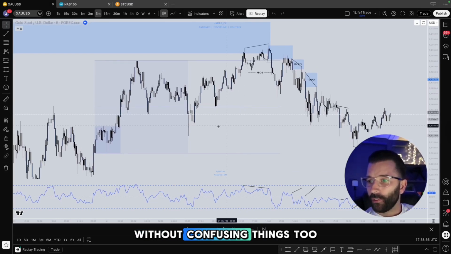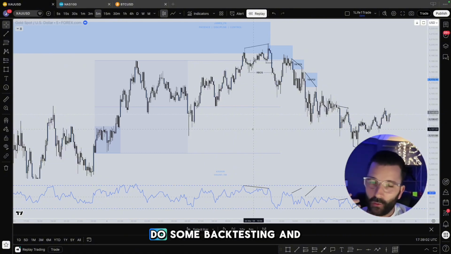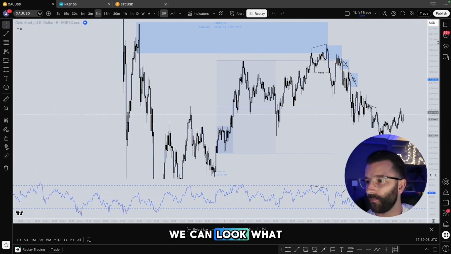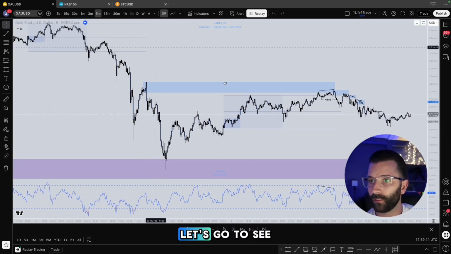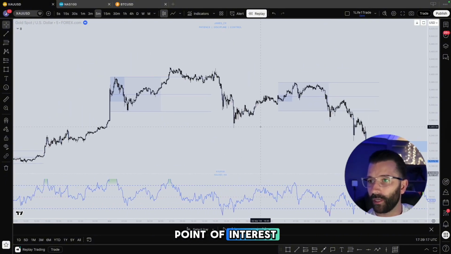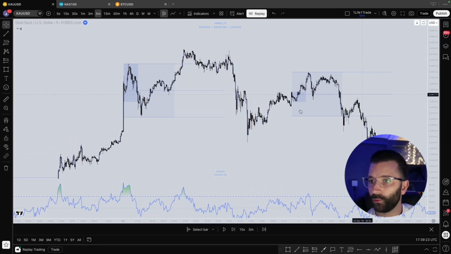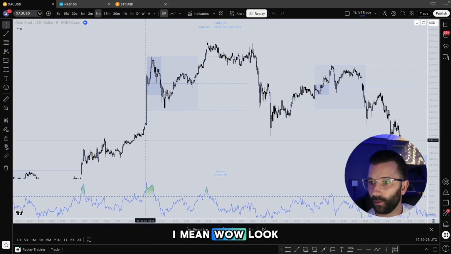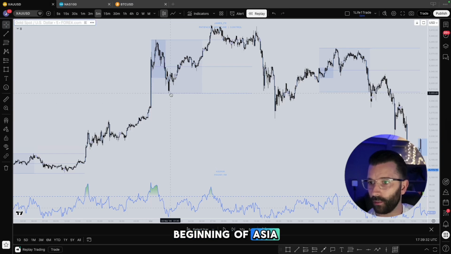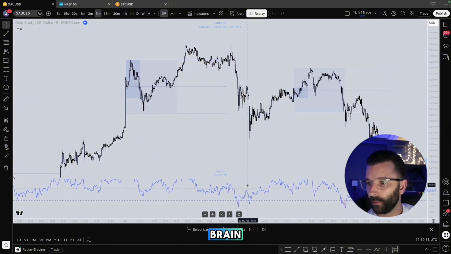So yeah, without confusing things too much, do some testing. Don't do live trades straight away. Do some back testing, and before you know it, you'll just start seeing them. Let's see if we can look. We're on the 5 minute. Let's see if we can see any in some nice point of interest. I mean, wow, look at that one. That one's a bit like a 5 minute EDM, but we don't trade right at the beginning of Asia. In fact, I'm not even going to show you that one, because it's no good to get into your brain.